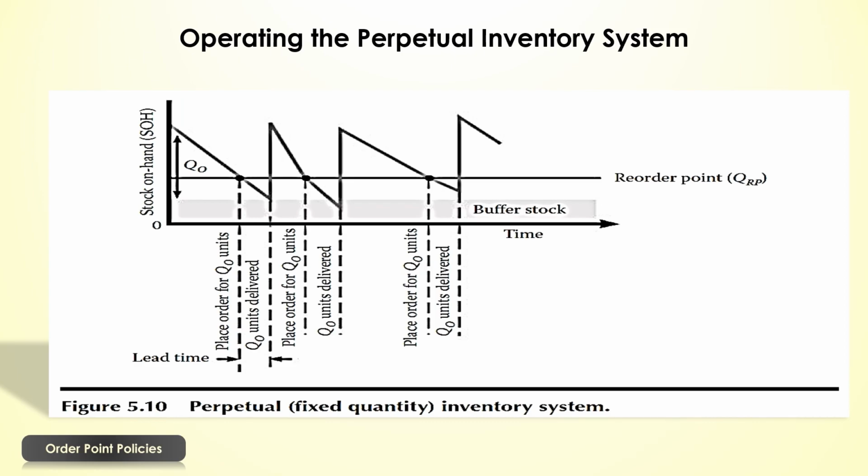Here, the EOQ model sits on top of the buffer stock, which is the shaded rectangle. Follow the stock on hand line as it forms an irregular sawtooth pattern. When demand becomes greater, the line moves down faster, and when demand decreases, the line moves down slowly. Meaning, when the demand is greater, the reorder point, QRP, is reached more quickly, and the interval between orders is variable.